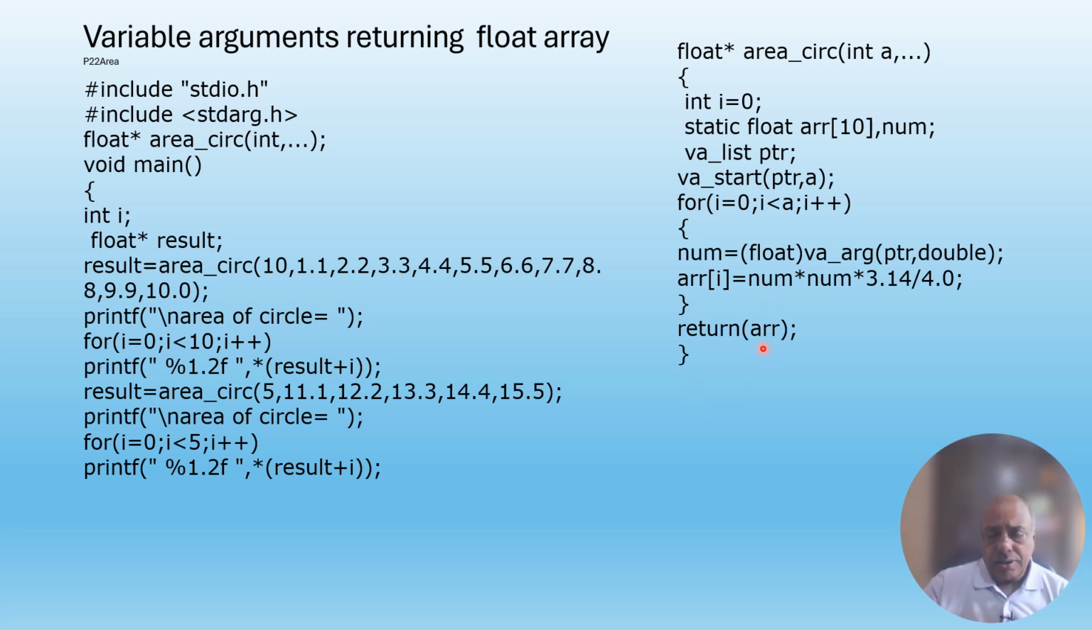Since we have written here in the brackets arr, which is the name of the array, and in case of arrays the name itself is a pointer to its 0th element, this return statement is going to return a pointer to the first or 0th element of this array arr, which is getting collected here in main by another pointer which is declared in main by the name of result.